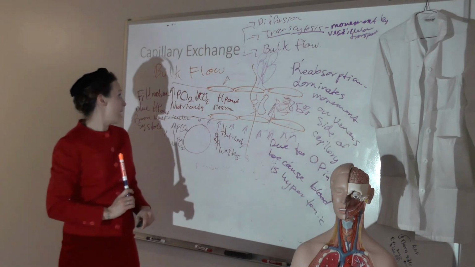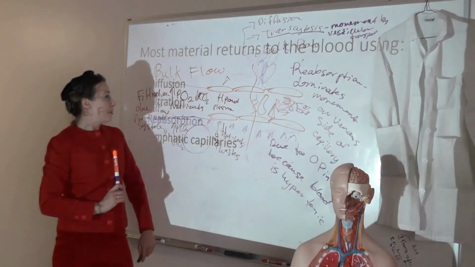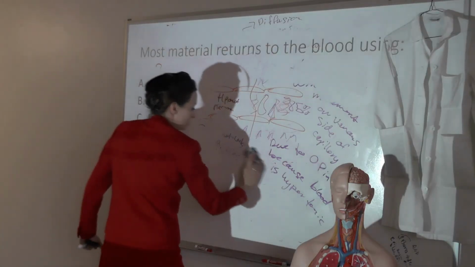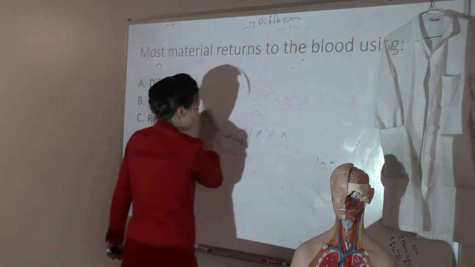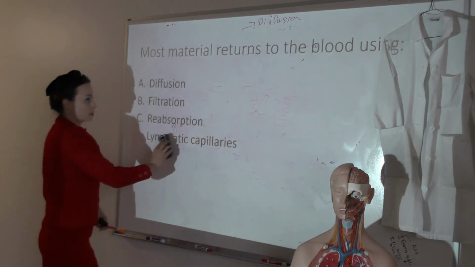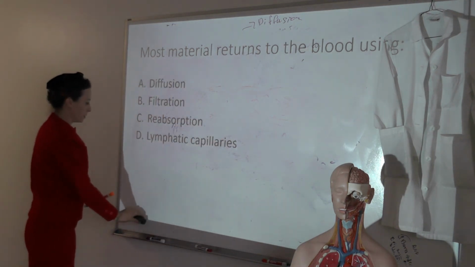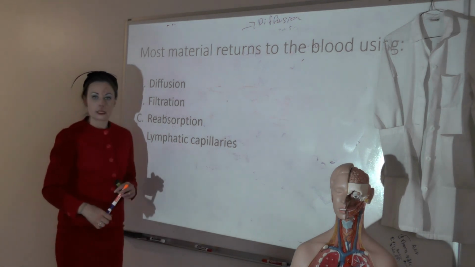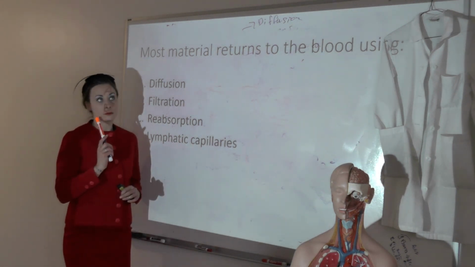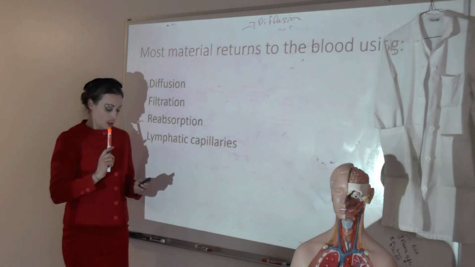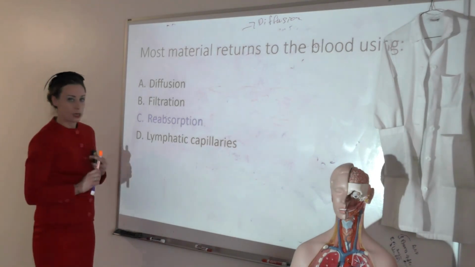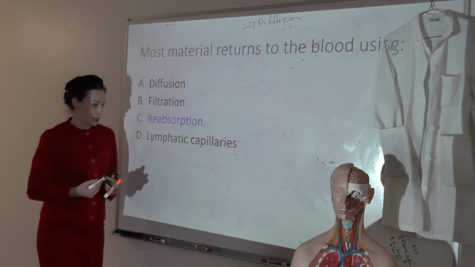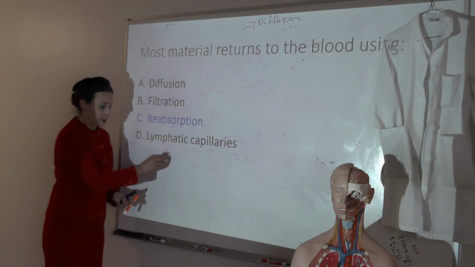And that, my friends, wraps up the cardiovascular system, except for that I had a question for you I just skipped over. So here's one last question for you. Most material returns to the blood using A, diffusion, B, filtration, C, reabsorption, D, lymphatic capillaries. Oh, you're right, reabsorption. Now what if you say, yeah, but you just told me lymphatic capillaries return the extra interstitial fluid to the blood? I would say you're right, 15%.